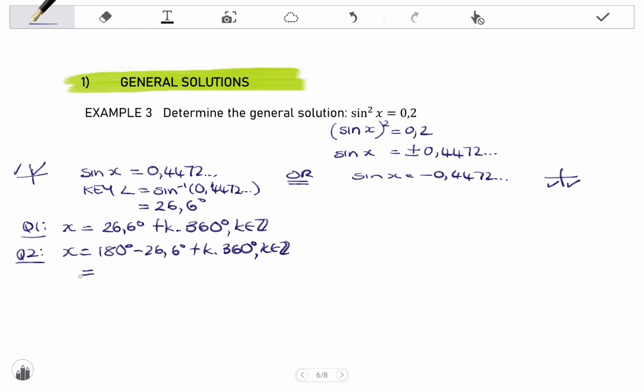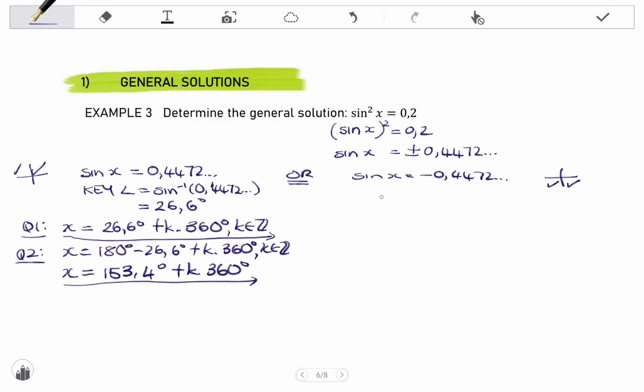Simplifying the angle there, I have 180 minus 26,6 degrees, which is 153,4 degrees plus k times 360. So I have these 2 solutions. Now if I look at this other option, sine x is equal to negative 0,4472. Sine is negative in quadrant 3 and quadrant 4.